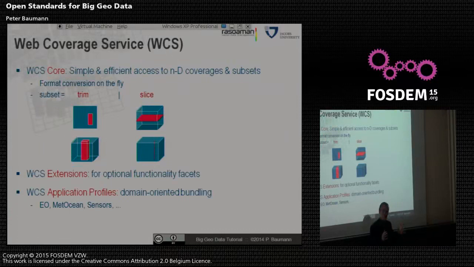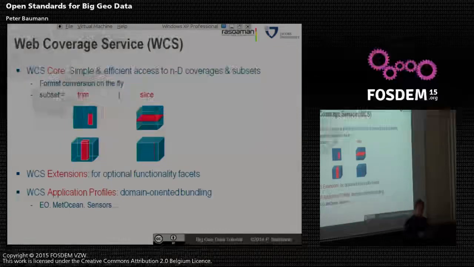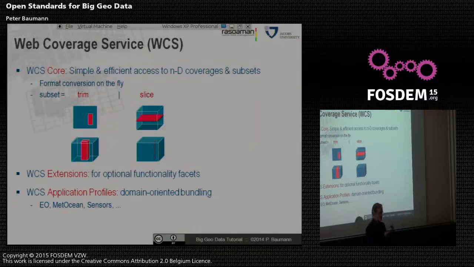So we have an EO-WCS that says, okay, you should support scaling, you should support CRS transformation, and by the way, we have some extra functionality which allows you to search in remote sensing imagery. Okay, the same thing is under work for MetOcean and work has started now for sensors. So that is just some packaging, some bundling.